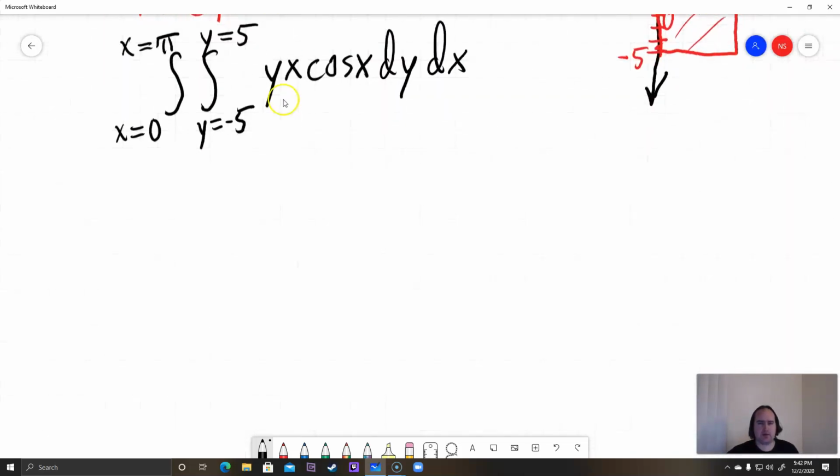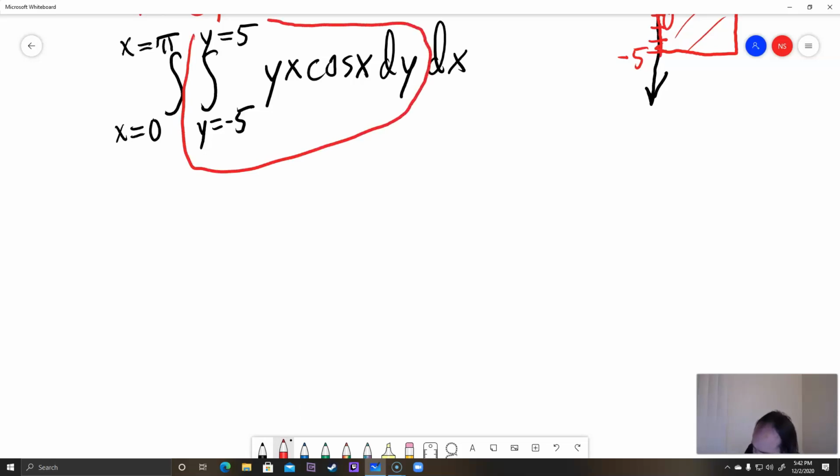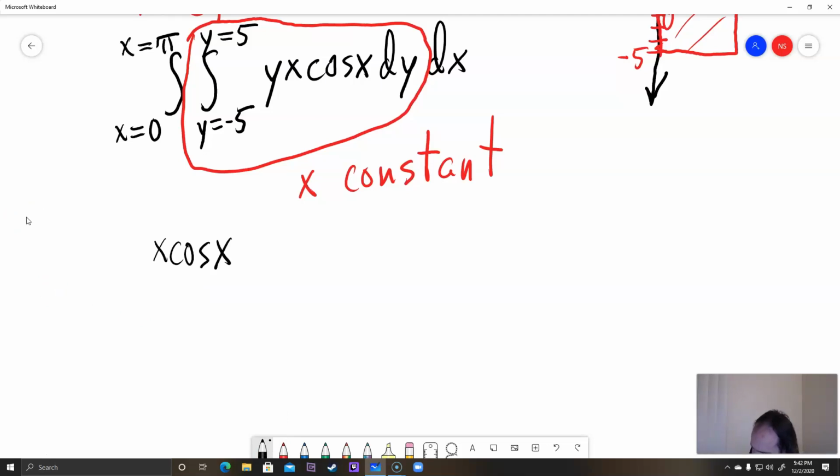Okay, but this one's going to be a little bit of work, so that's why I chose this one, because it's a little bit harder to do the actual integral part of it. So let's start with our inner integral. So for our inner integral, with respect to y, remember that x is going to be constant. Since we're doing dy, the other variables are constant, so x is constant. So that means I can actually just factor out this x cosine of x and just bring it out front, since that's all constant.